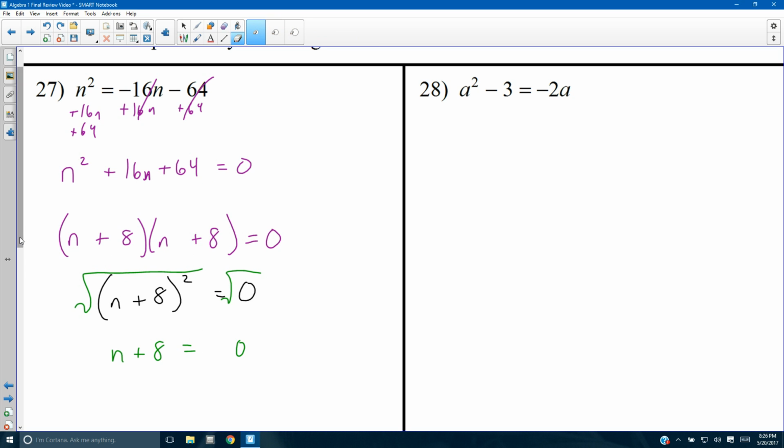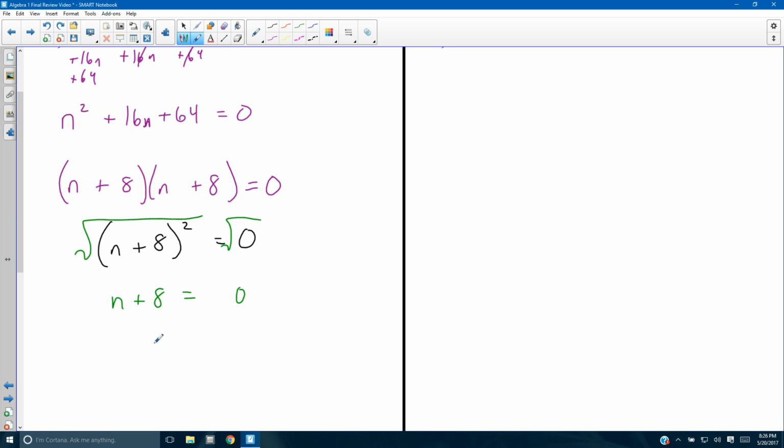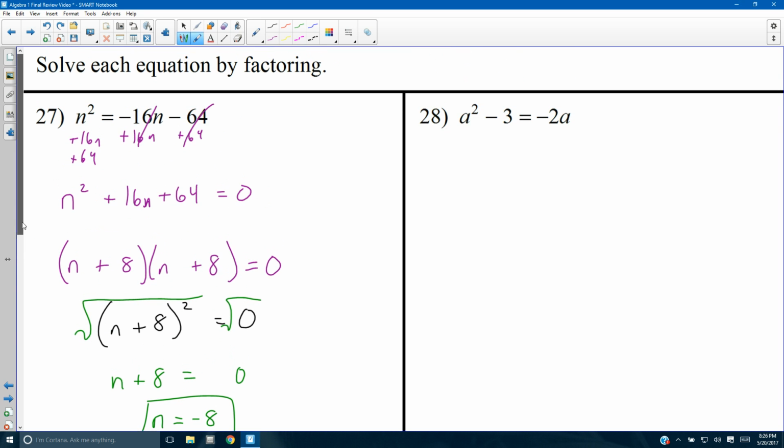But you know what? It's better that you do than not. It's better to get in that habit of plus or minus. Anyway, subtract 8, n equals negative 8 plus 0 or negative 8 minus 0. So n equals negative 8 is your answer, whether you use the zero product property or the perfect square, because this was a perfect square trinomial, actually. So there you have it.